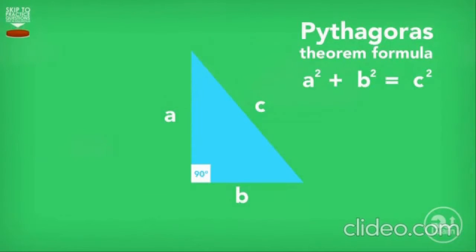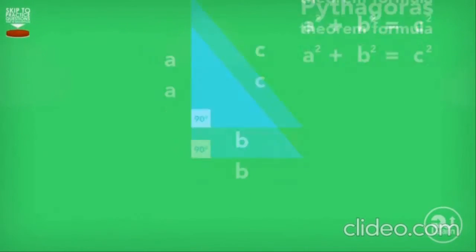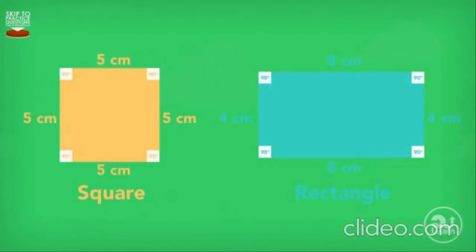Pythagoras theorem formula is: the distance A squared plus the distance B squared equals the distance C squared.